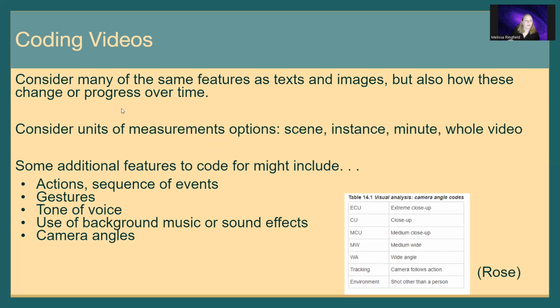Coding videos. Consider many of the same features as text and images, but also how these change or progress over time. Consider units of measurement, for example, scenes, instances, minutes, or the whole video. Some additional features to code for might include actions, sequence of events, gestures, tone of voice, use of background music or sound effects, camera angles. Here are some camera angles you could look at.